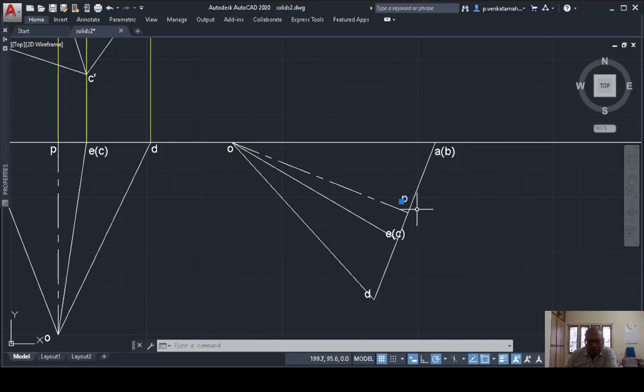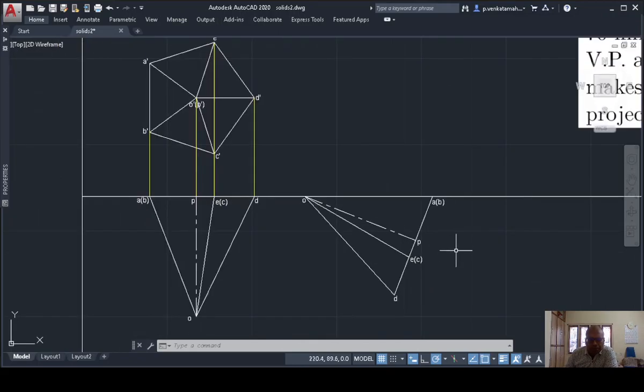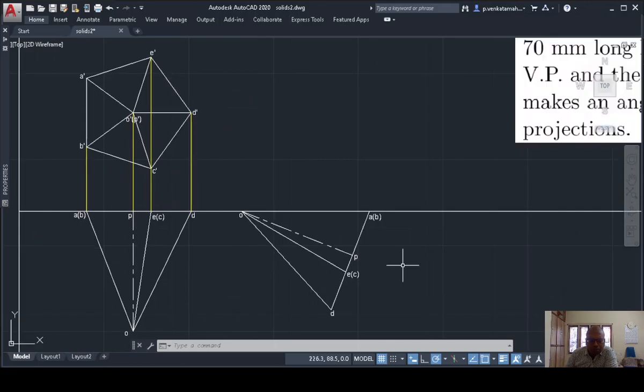This is P, one end of the axis. This is E and C, two corners of the pyramid, and this is D, one corner of the pyramid. So this is the top view of the pyramid. Now what I have to do is draw projections.